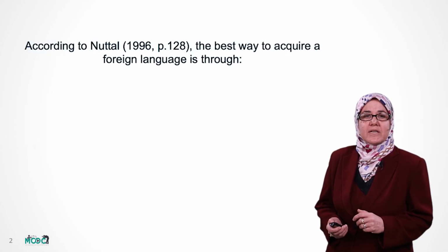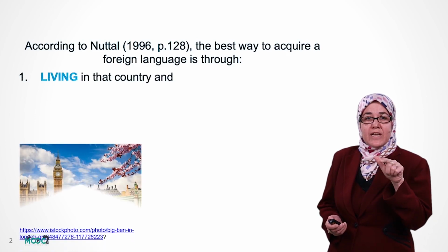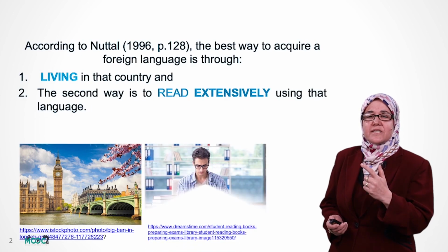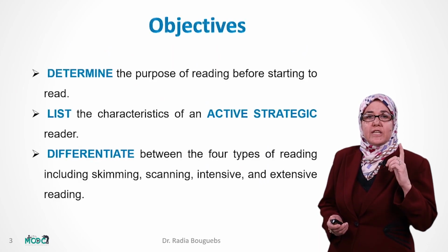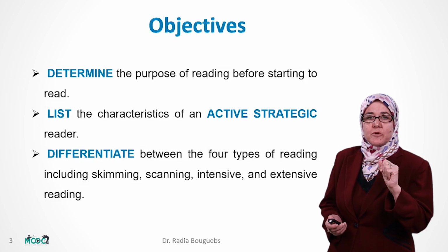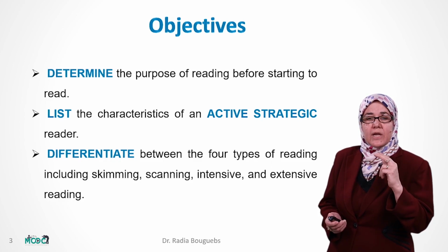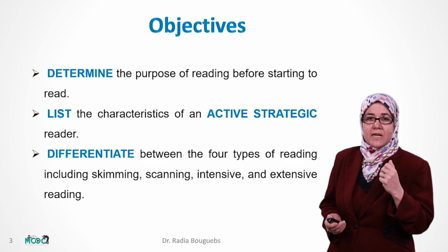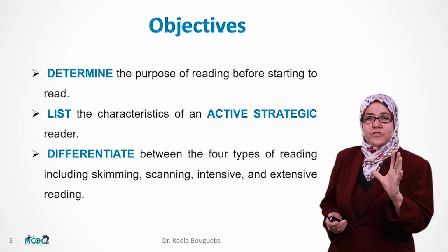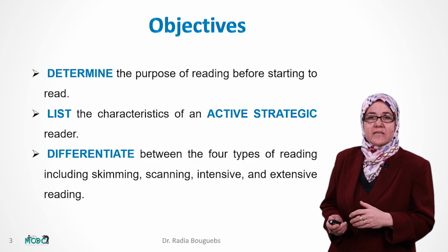According to one of the famous linguists, Nuttall, the best way to acquire or learn a foreign language is either living in that country or reading extensively, and this is the appropriate choice. The main objective of this sequence is first to develop in you how to determine the purpose of reading before you start reading that material. Also, to identify and list the different characteristics of active strategic reading, and more importantly, to differentiate between the four types of reading, which are skimming, scanning, intensive and extensive reading.